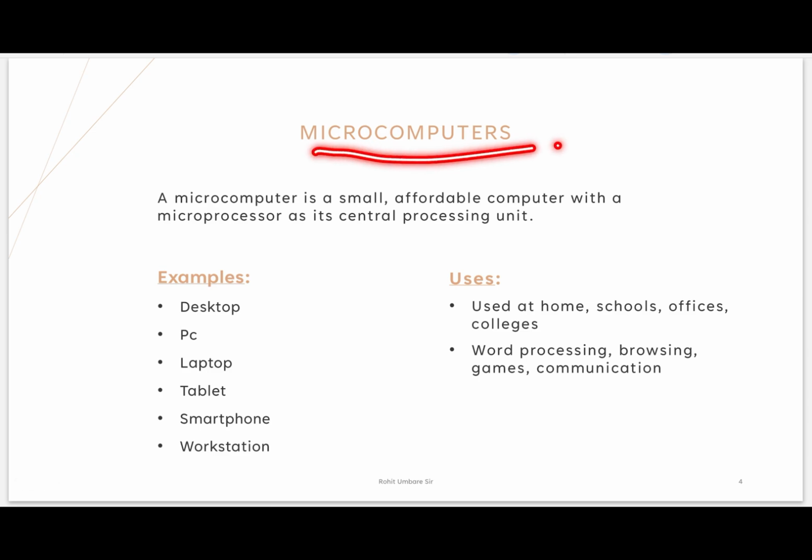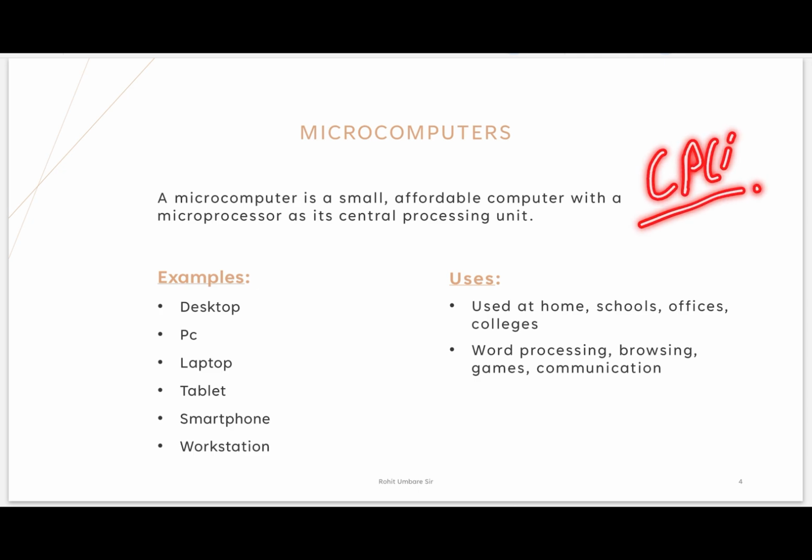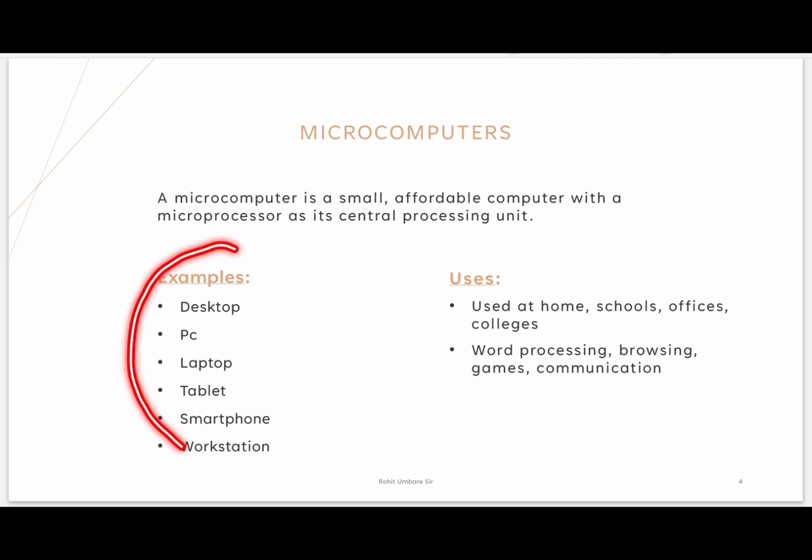First one is microcomputers. A microcomputer is a small, affordable computer with a microprocessor as its central processing unit. Central processing unit is the full form of CPU, correct? What are examples of microcomputers in our day to day life? Desktop PCs, laptops, tablets, smartphones, and workstations. Now you may have a question: what is meant by workstation? Workstation means combining 4 or 5 computers into a single PC. That is called a workstation. These are all types of microcomputer.